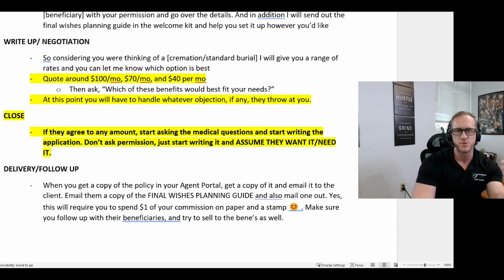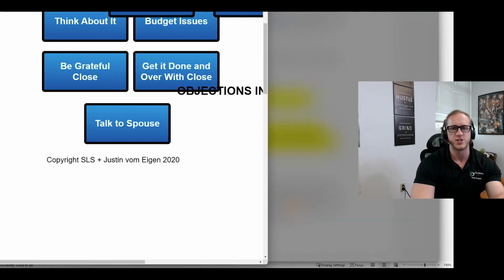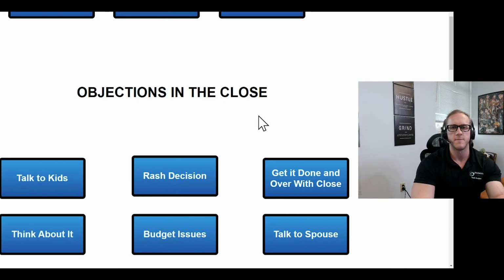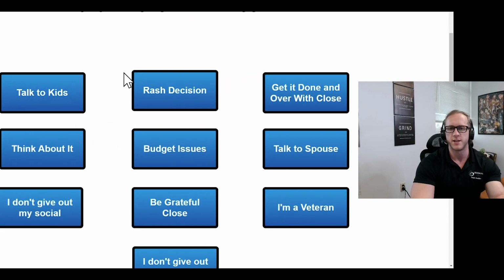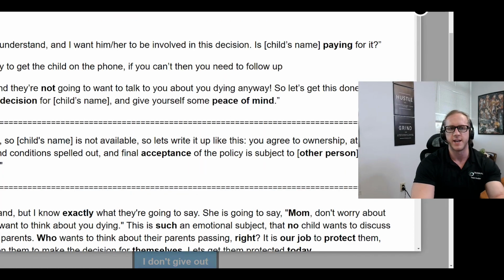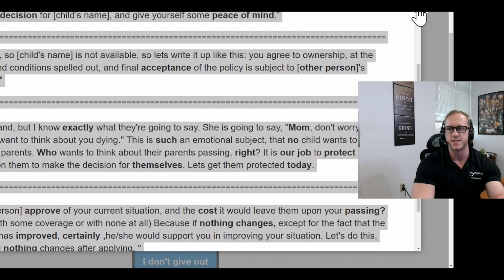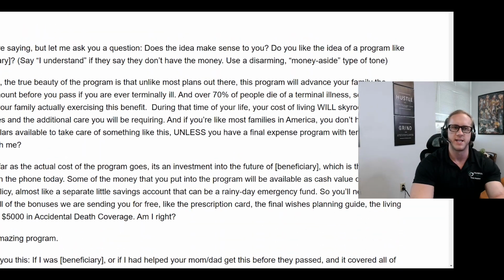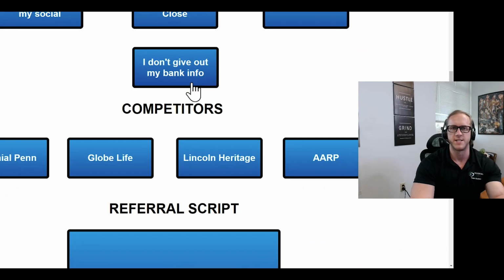Now, if they give you pushback, which is most likely what's going to happen, you're going to want to use the rebuttals page that I have to overcome the objection. So you're going to go down and you're going to see objections in the close on here. Talk to kids. So if they're like, I got to talk to my kids, you can use any of these responses here. My favorite one to use is down here. I hear what you're saying, but let me ask you a question. Does the idea make sense to you? Do you like the idea of a program like this for XYZ person?